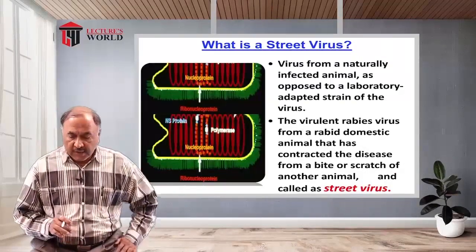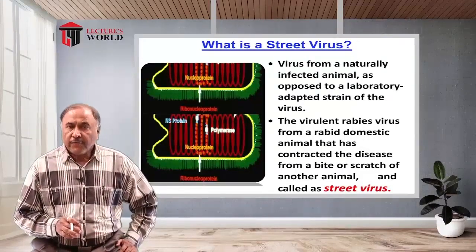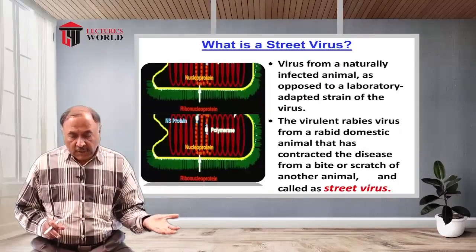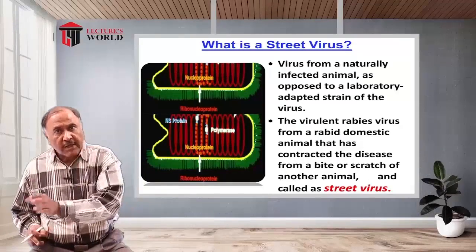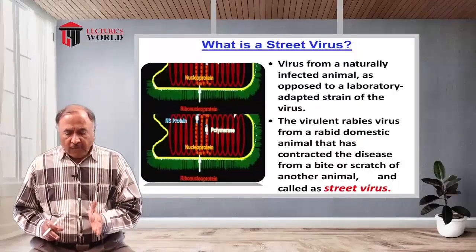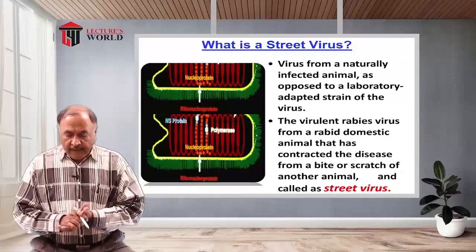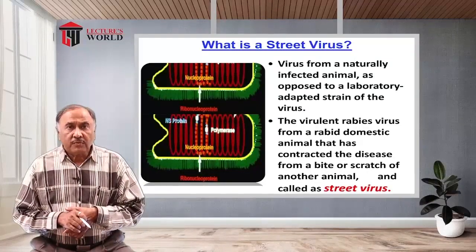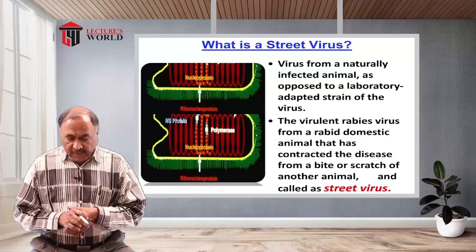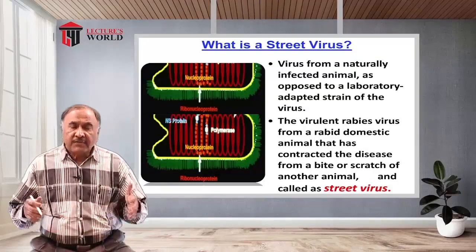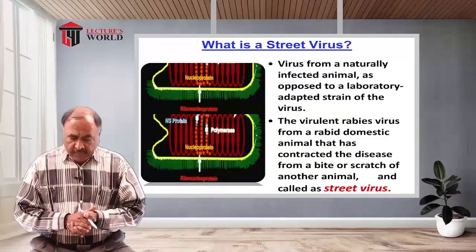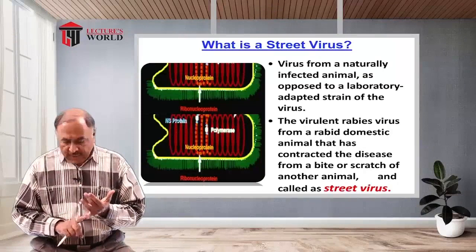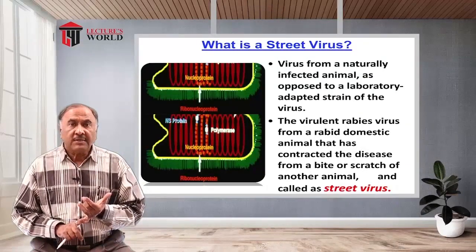This is in contrast to the street virus, which is from a naturally infected animal. This is in total opposite to the viruses which are grown in the laboratory from one animal to the next animal. Street viruses are from naturally infected animals in a population, and the strain does not get fixed. That is, it does not achieve attenuation. This is a virulent strain, and when this virulent rabies virus bites another animal in its natural environment, the bitten animal will contract the disease from the infected one, either through a bite or through a scratch, and this is known as a street virus.